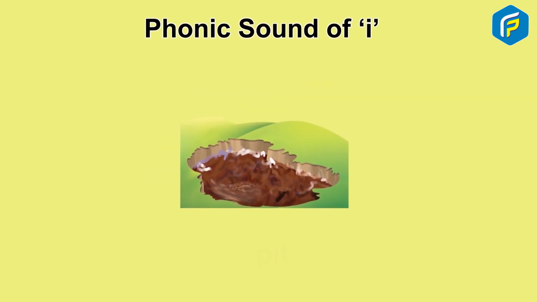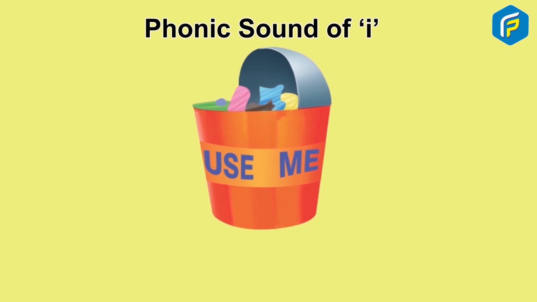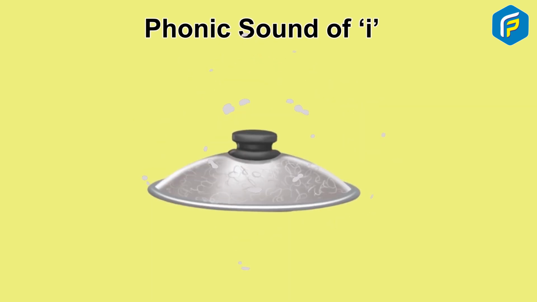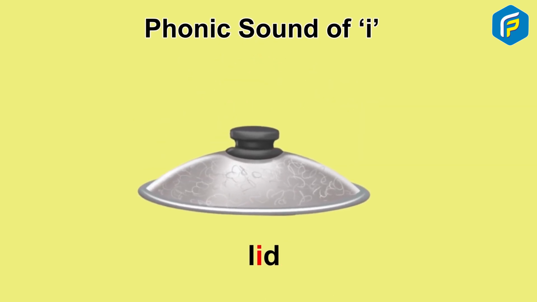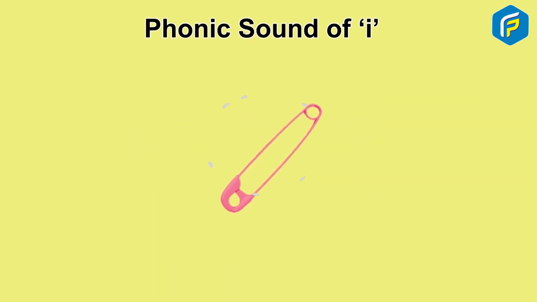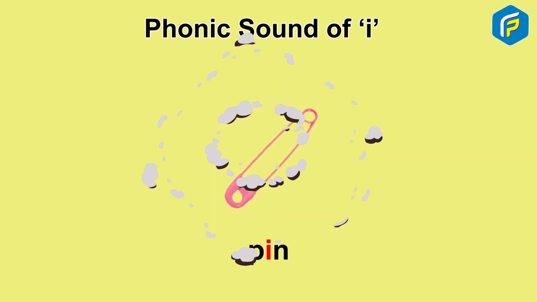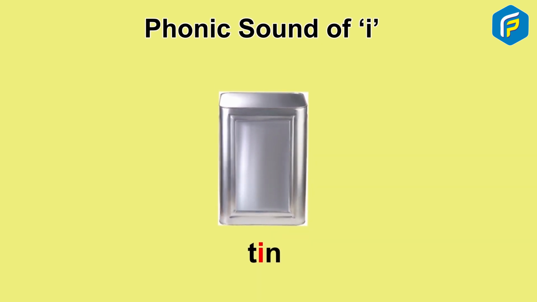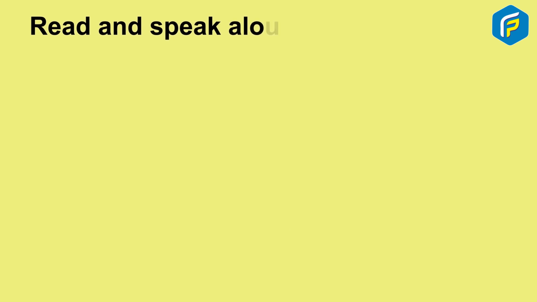Phonic sound of I. Pit. P, I, T, pit. Bin. B, I, N, bin. Six. S, I, X, six. Lid. L, I, D, lid. Pin. P, I, N, pin. Tin. T, I, N, tin. Read and speak aloud.